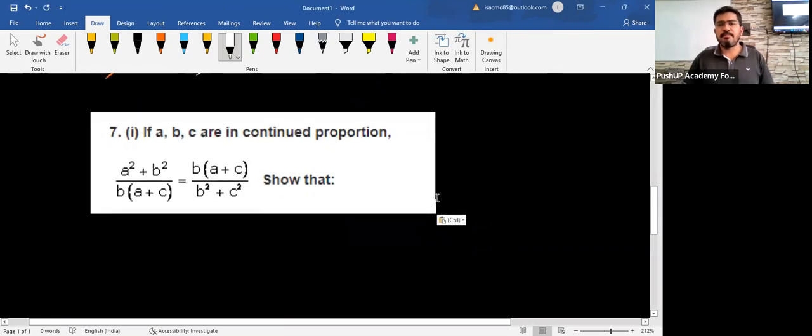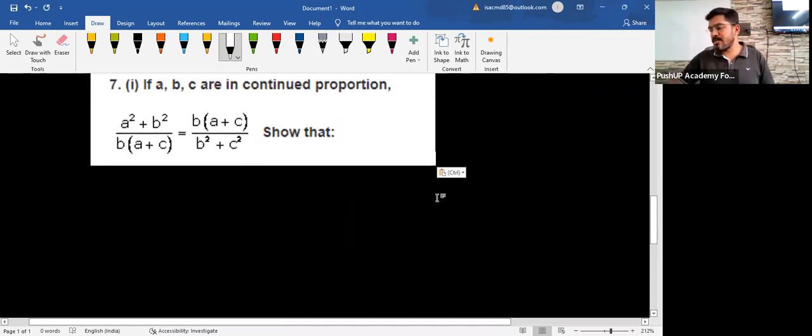Next question, children. Prove that sums based on continuous proportion. And you all remember I had taught you this. When it is regular proportion, rely on K method, right? And when it is continuous proportion, rely on B square is equal to AC method. Okay. Start.